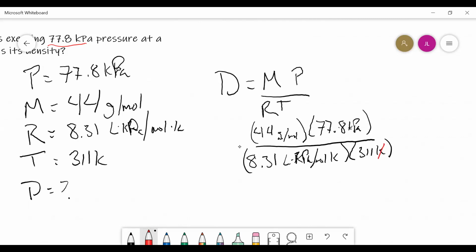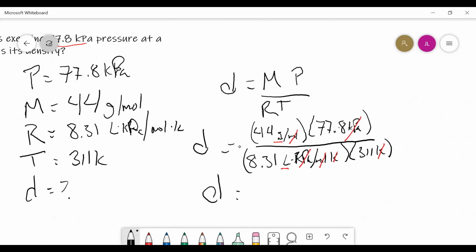We can see our Kelvins are going to cancel out. Our moles over here are going to cancel out. Kilopascals cancel out, leaving us with grams over liters. It should not be a capital D, it should be a little d. Fix that, it's just going to bug me if I don't. If we do the calculations, we end up with 1.32 grams per liter. That's what we're left with for our units. Always double check your units so that you know you're setting up the equation right. And that's the answer you should get.